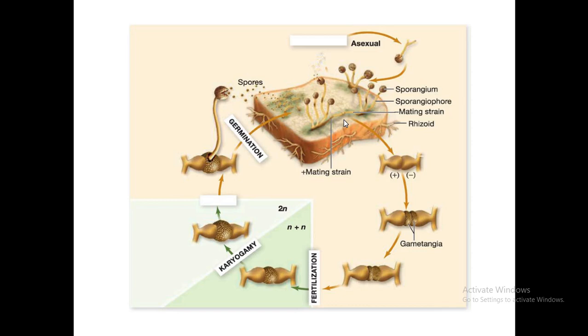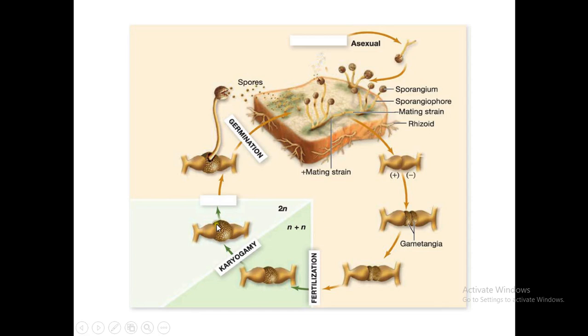After fusion of the nuclei of the two gametes, they fuse together to form a zygote. You can see here these mycelium strains come close together and form this structure, the gametangia, and then they fuse together to form the fertilization that produces the zygote. This zygote develops a thick, rough black coat and becomes a dormant zygospore, which you can see from here.